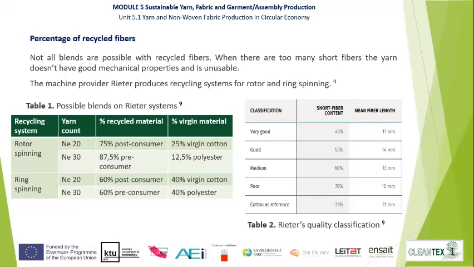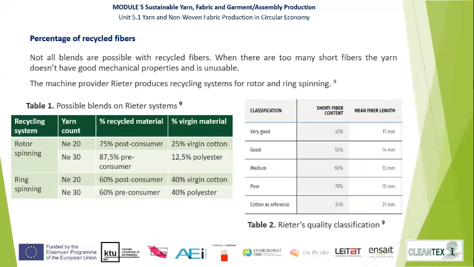It's possible to use recycled fibers in yarns, but not all blends are possible. As I said before, when there are too many short fibers, then the yarn will not have good mechanical properties and won't be usable. There is a machine provider called Rieter, which produces recycling systems for rotor and ring spinning. On their website, they have a table with possible blends on Rieter systems.